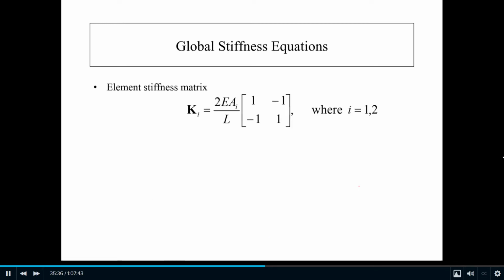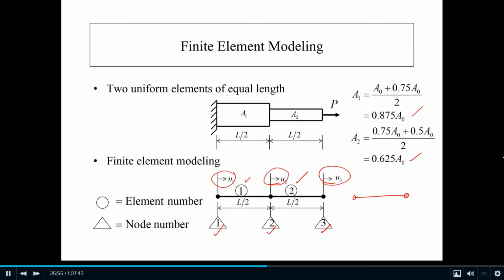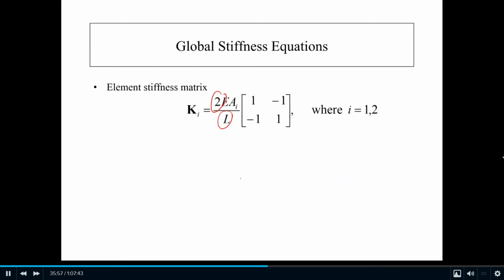So for each element, we use the element stiffness matrix for the truss element. You have it like this. And the length L is of course L/2, because for each element you have L/2 length.